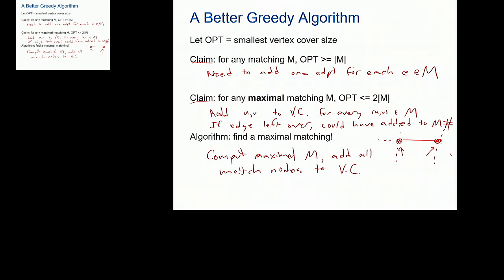Let's call this solution ALG. I want to convince you that the size of the vertex cover returned by the algorithm is at most twice the optimal vertex cover. And I claim it just follows from these two facts.